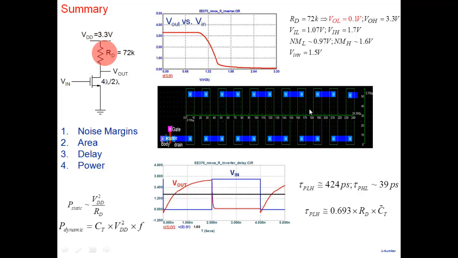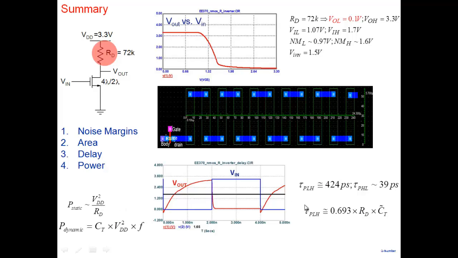If you reduce RD, well, very nice. The area also goes down in this case. A smaller resistance will occupy lesser area. That's very good. What else do you lose? Static power dissipation, note here. Static power dissipation will go up.